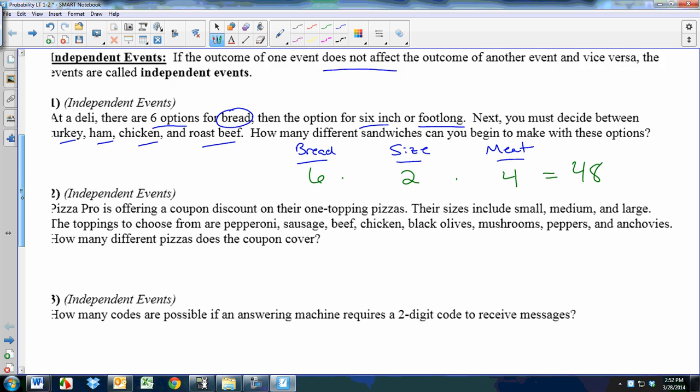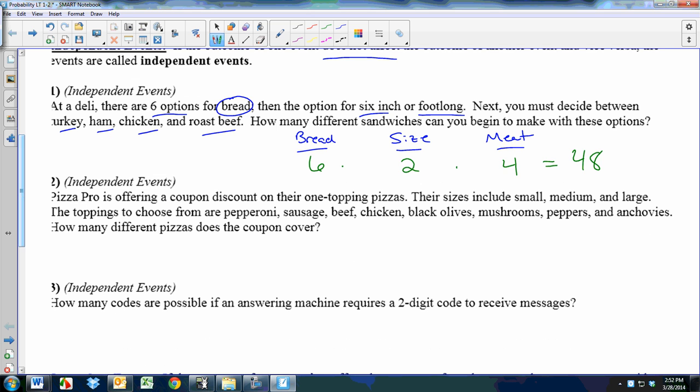Number 2 deals with pizza. Pizza Pro is offering a coupon discount on their one-topping pizzas. The size includes small, medium, large, so size is an option. And the toppings include pepperoni, sausage, beef, chicken, black olives, mushrooms, peppers, and anchovies. That was 1, 2, 3, 4, 5, 6, 7, 8 choices. So the toppings had 8 choices. The sizes had 3 choices. 3 times 8, you can make 24 pizzas.